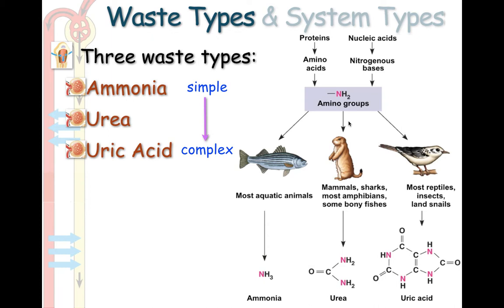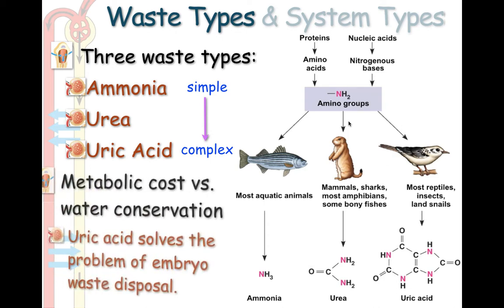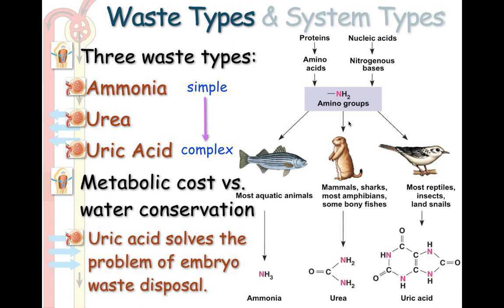Why would you want a simple versus a complex molecule? It's energy. Simple molecules take less energy to make than complex molecules, but there's a cost to that simplicity. Ammonia, for instance, is extraordinarily toxic and therefore must be diluted with large amounts of water. Uric acid, on the other hand, is very complex and costly to produce, but it can be produced and excreted with almost no water loss. So we have this trade-off between the metabolic cost of production versus water conservation.